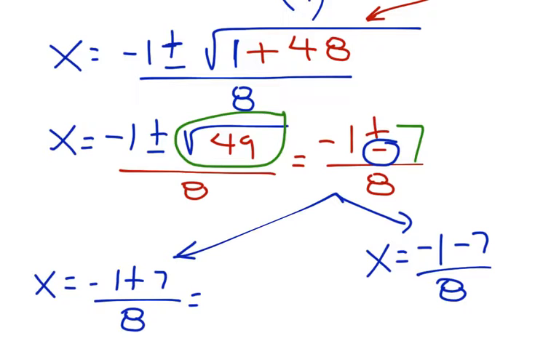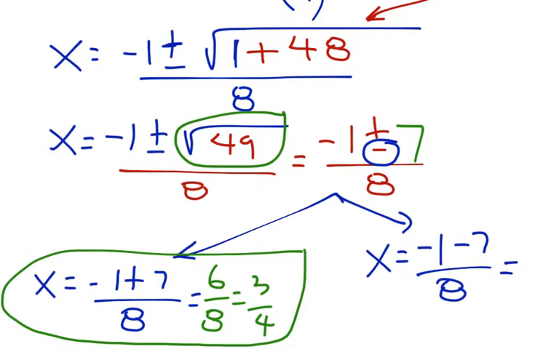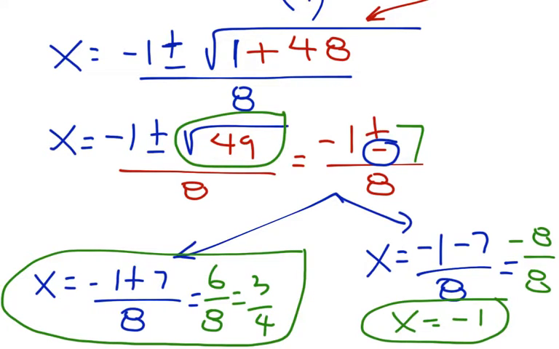Now, can I reduce those numbers? Yes, I can. Let's finish the left side first. -1 plus 7 is 6 over 8. Reduced, 3 over 4, and that's my first value of x, 3 over 4. The second value of x is -1 minus 7, which is -8 over 8, which is going to give me -1. So those are the two values for x using the quadratic formula.